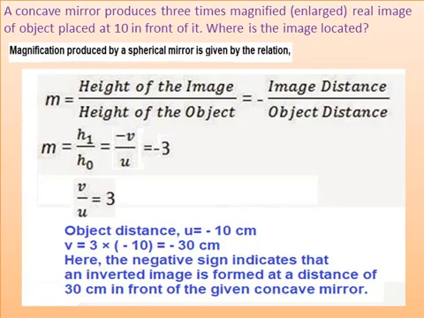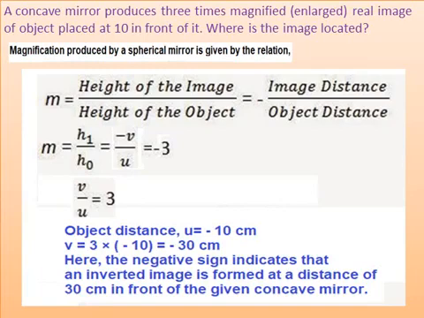Got it, children? So here in the problem the magnification is given as 3. It will be minus 3 because the mirror is a concave mirror producing a real image. Therefore the magnification is minus 3. What is the formula for magnification? Minus V by U. So minus V by U is equal to minus 3. Therefore V by U is equal to 3, which is the last step shown here in this slide. Then from this V is equal to 3 into U.